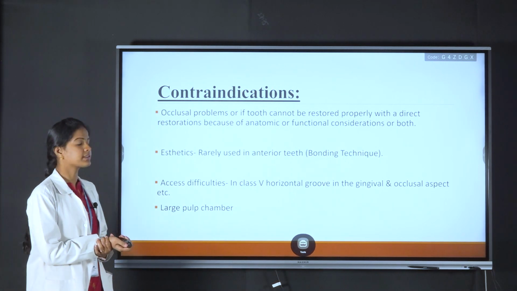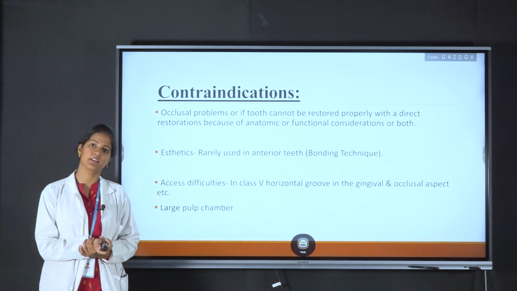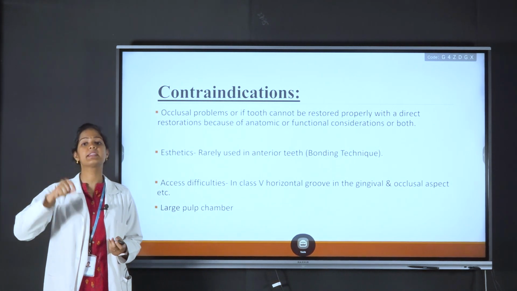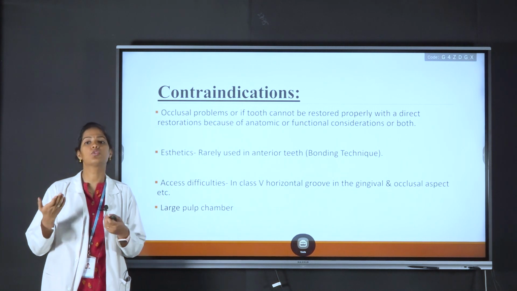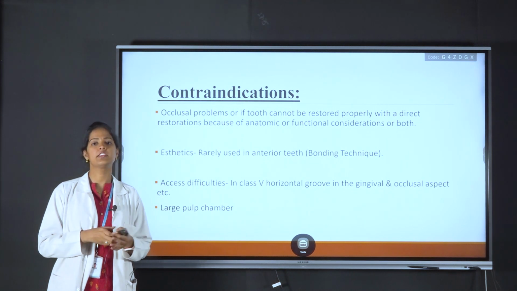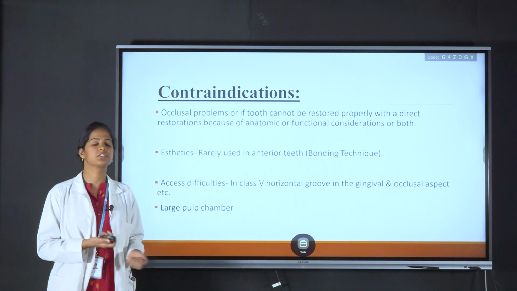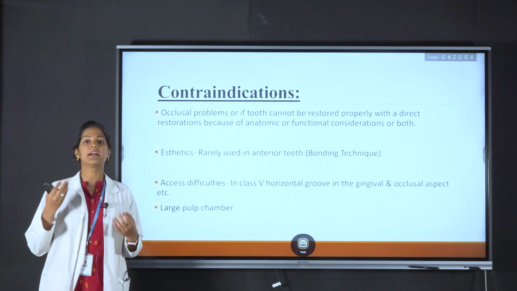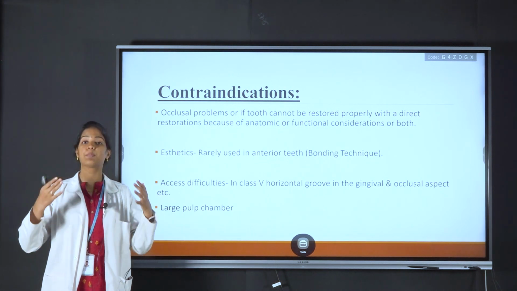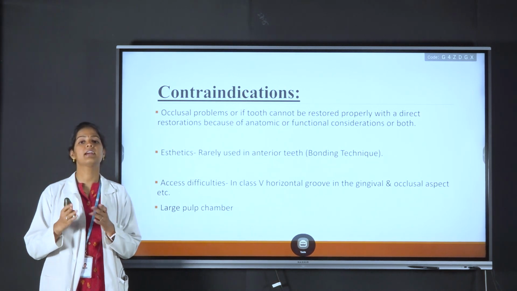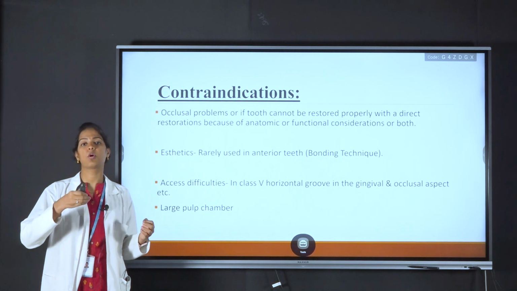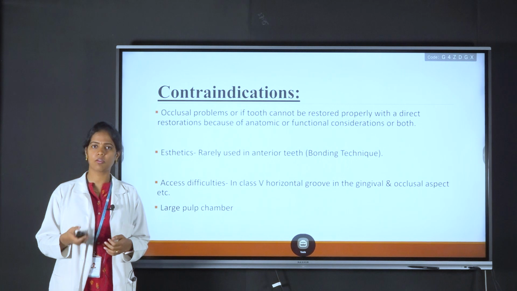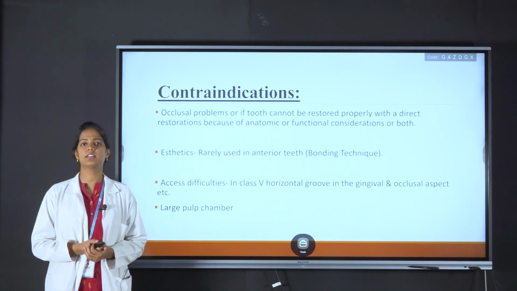In cases of access difficulties, especially class 5 restorations, the accessibility to place the pin inside the dentine is reduced. So in order to prevent that, usually you don't give a complex amalgam restoration in such cases. And also one of the major things, in young individuals where there are very high pulp chambers and the pulp horns are very high, placement of a pin inside the dentine can lead to pulp exposure. In order to avoid that, it is a contraindication in such cases.